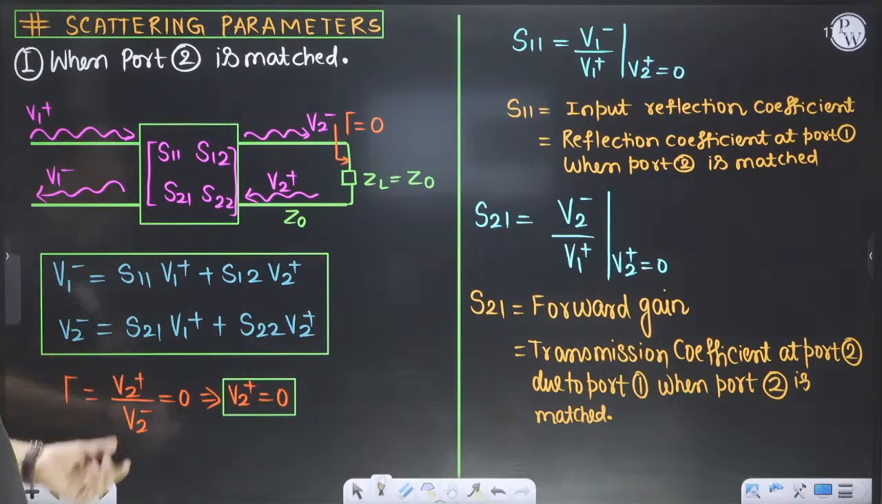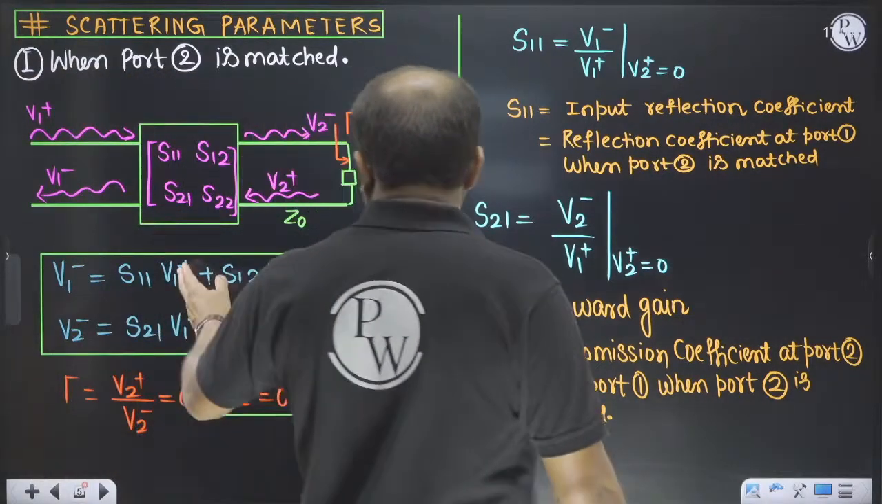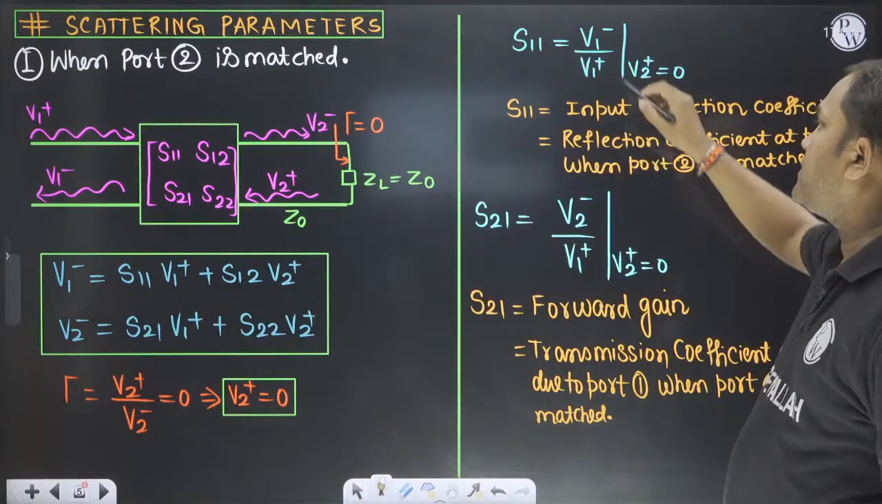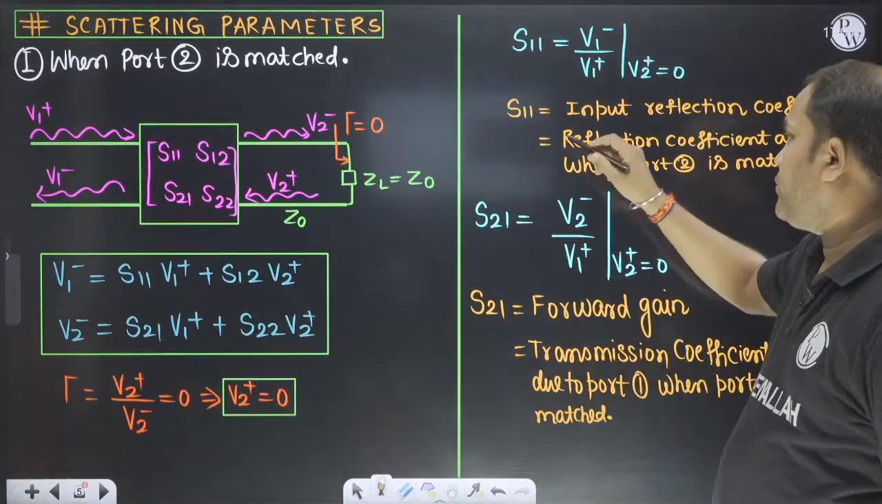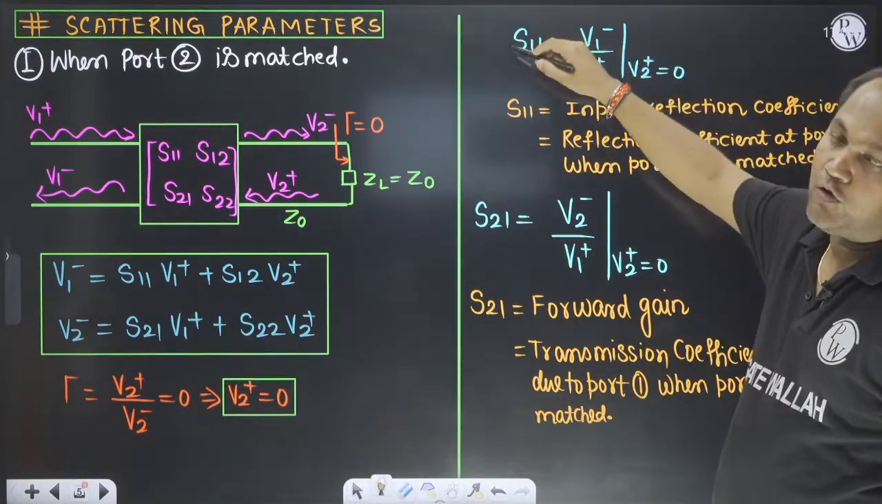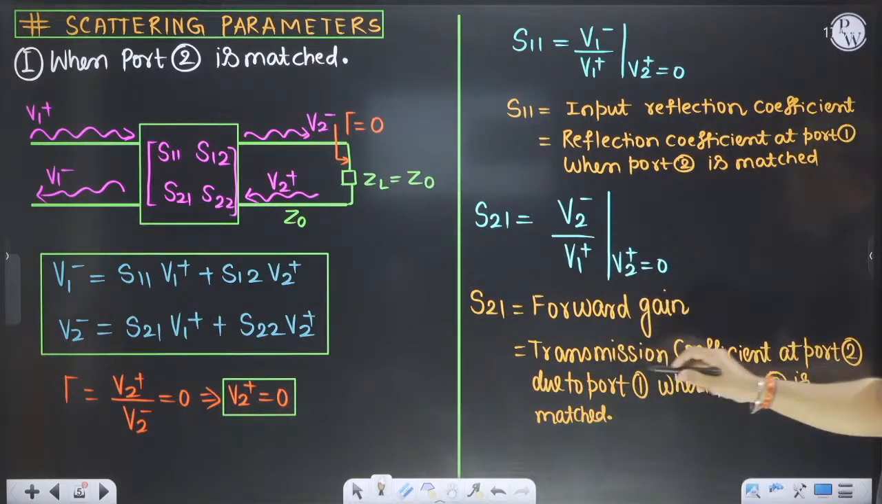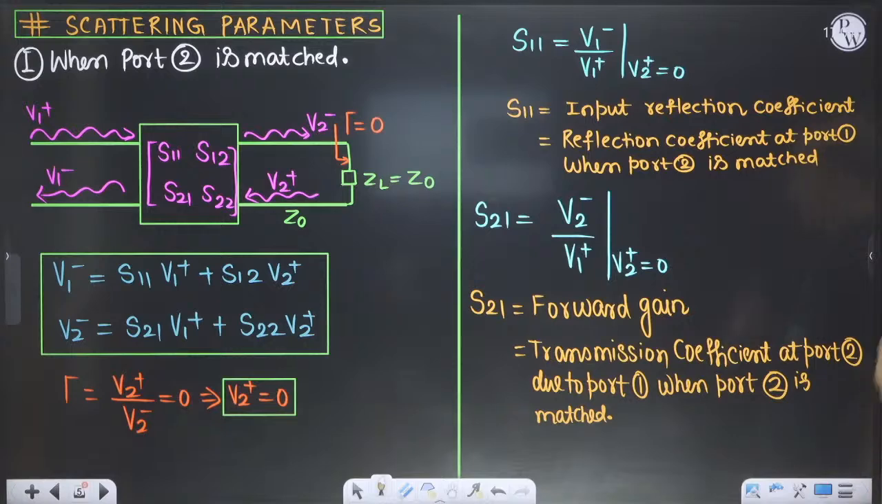S11 is V1 minus upon V1 plus, and S21 is V2 minus upon V1 plus. This one is our input reflection coefficient and this one is forward gain. S11 is also known as the reflection coefficient at port 1 when port 2 is matched, and S21 is the transmission coefficient at port 2 due to port 1 when port 2 is matched. So like that we have studied.